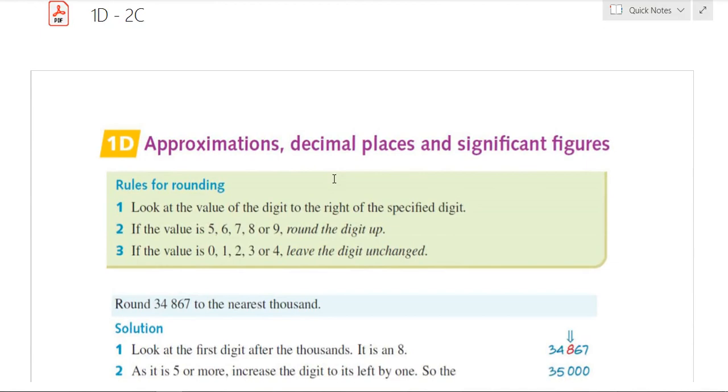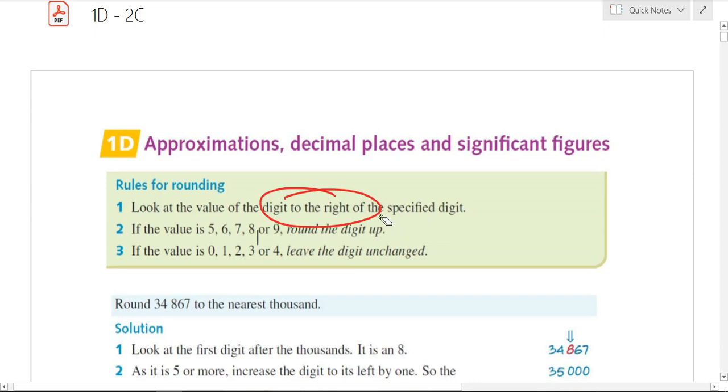I'm going to give you a short overview of what we're going to do in this lesson. The idea behind all of these words, approximating, a decimal place, and a significant figure, is you're trying to decrease the amount of numbers that you're looking at, or make a number smaller so it's easier to work with. When you're rounding a number, if you've forgotten how to round, the idea is you're looking to the right of a specified digit.